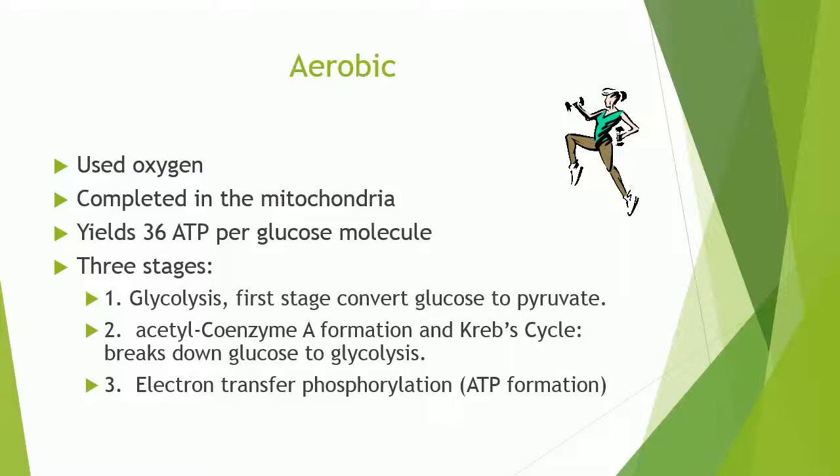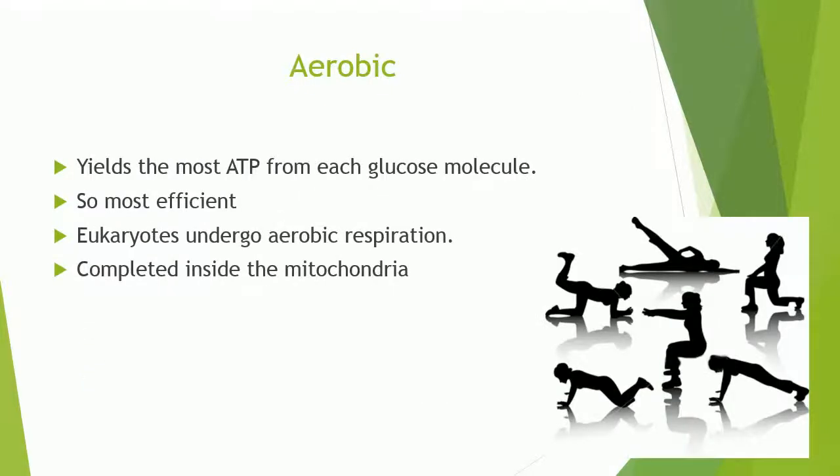And that sounds confusing, but electron transfer phosphorylation has to do with adding and taking away of phosphorus and that electron transfer chain that we talked about before, where you have little small energy increments that go up like a stair step. Aerobic respiration utilizes oxygen, as we've already talked about. It's going to yield the most ATP from each glucose molecule, which would be 36, so it's the most efficient. Eukaryotes undergo aerobic respiration, and it's completed inside the mitochondria.